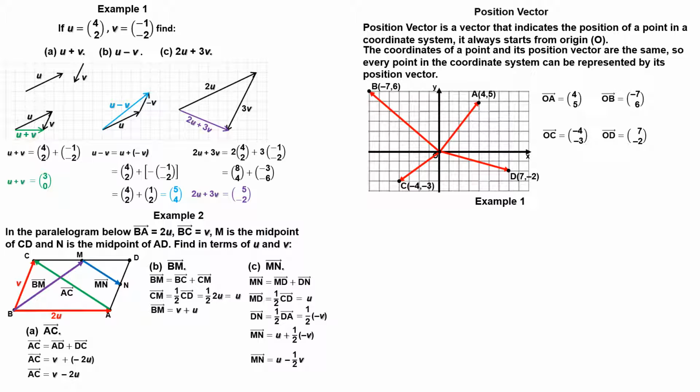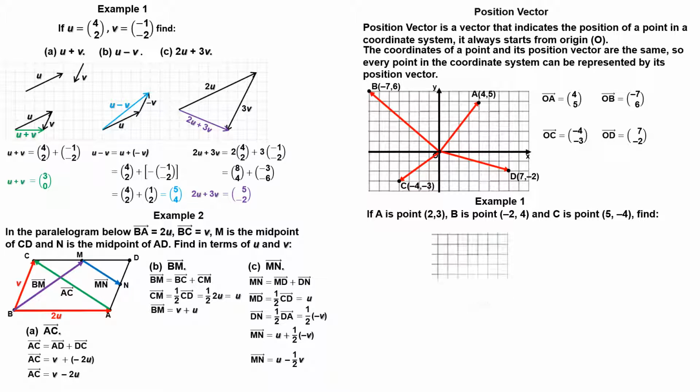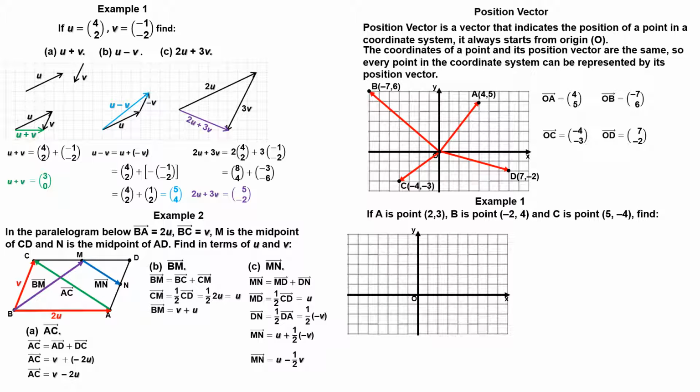Example. If A is point 2, 3, B is point minus 2, 4, and C is point 5, minus 4, find the vector AB. Let's draw the vector OA and the vector OB.